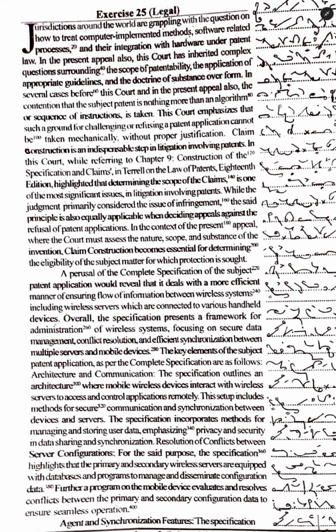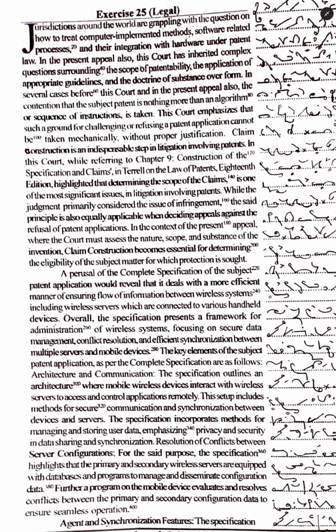In several cases before this court and in the present appeal, also, the contention that the subject patent is nothing more than an algorithm or sequence of instructions is taken. This court emphasizes that such a ground for challenging or refusing a patent application cannot be taken mechanically without proper justification. Claim construction is an indispensable step in litigation involving patents.